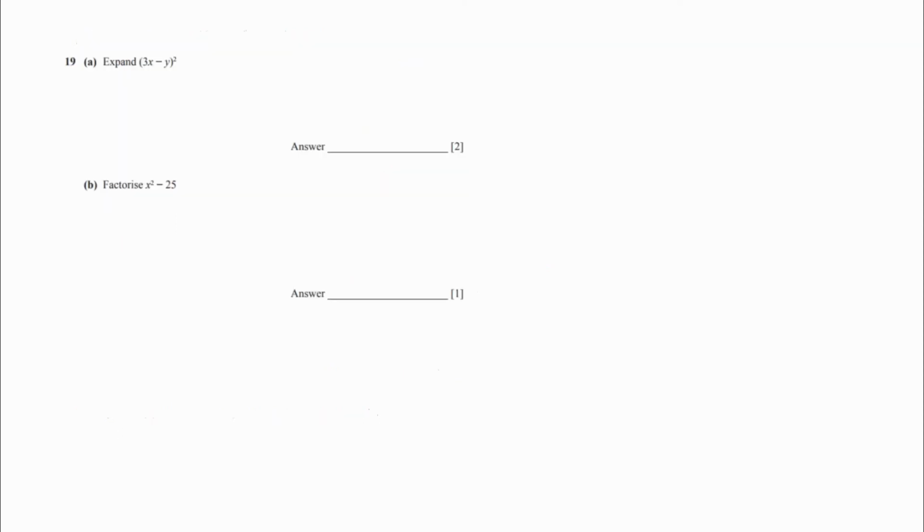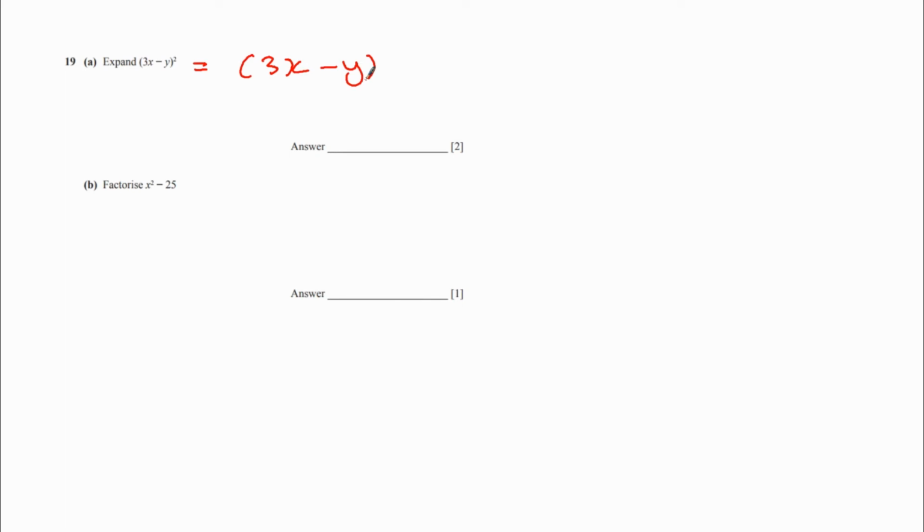Okay, we go to the next question. Expand bracket 3x minus y, squared. One of the issues with students with this sort of problem is that they would just come and write 9x squared minus y squared, which is wrong. We cannot expand the bracket like this. When we have the whole bracket squared, we should not do this. The right method is that you need to write the brackets side by side.